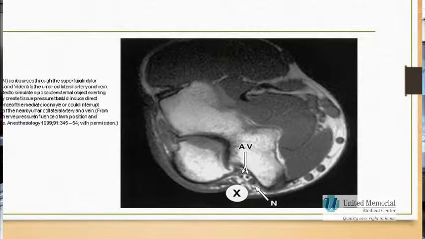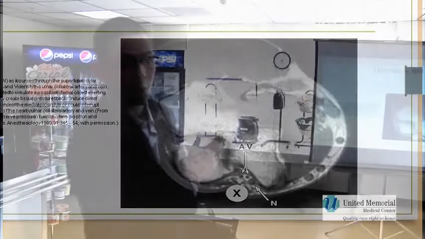And if you look here, the A and V is the ulnar collateral artery and vein, and the N is the ulnar nerve. And as you can see, they're in close proximity. But the X is where the pressure point almost always occurs in any supine position. And that's the pressure that's exerted almost directly either on that artery and vein or also on that ulnar nerve.